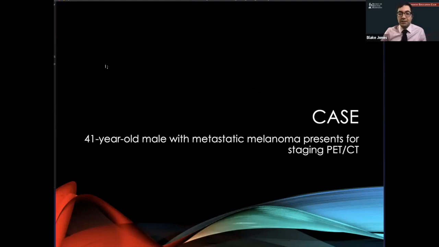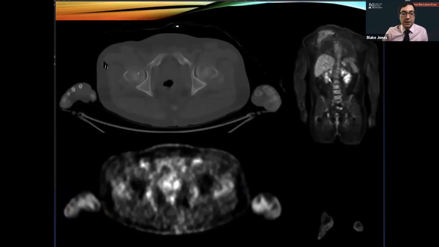All right, so next case: a 41-year-old male with metastatic melanoma for a staging PET CT. I will direct your attention here to this mildly increased area of activity that's a little bit asymmetric to the other side, along the medial acetabulum. And the point of showing the CT is that we don't see much of a CT correlate.